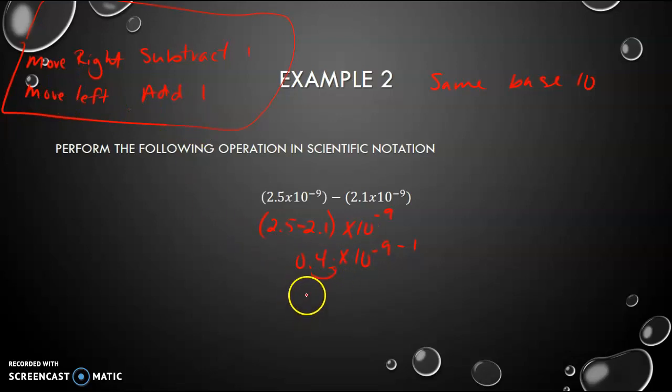So then my final answer is going to be 4, because that's what I get when I move my decimal, times 10 to the negative 10th. And that's our final answer on that one. In our next video, we're going to talk about multiplying and dividing, and then a little bit more of a difficult word problem. So, until then.